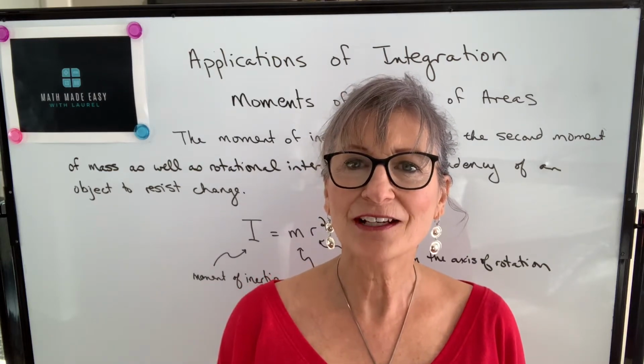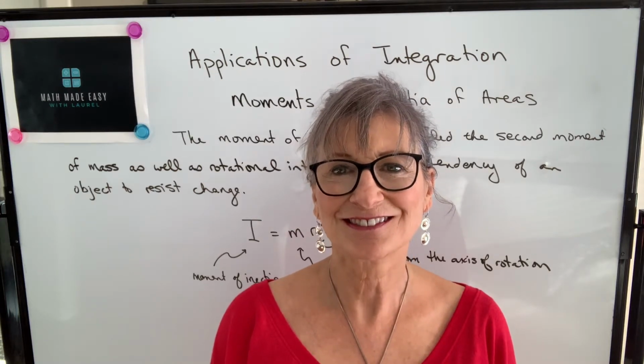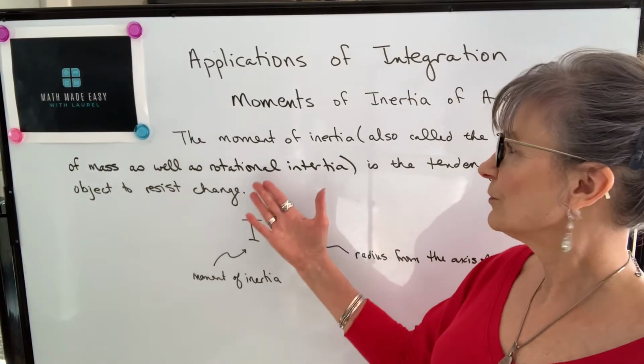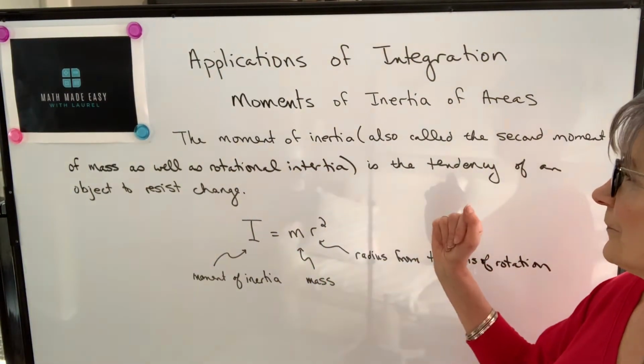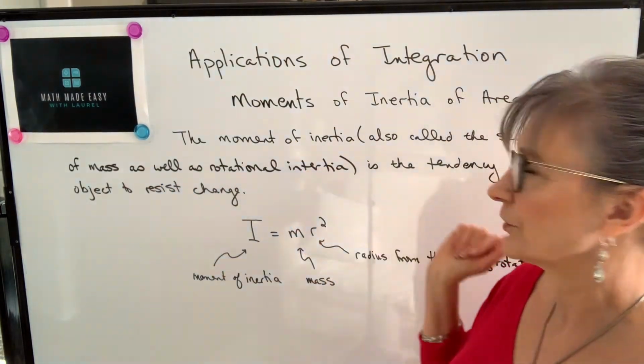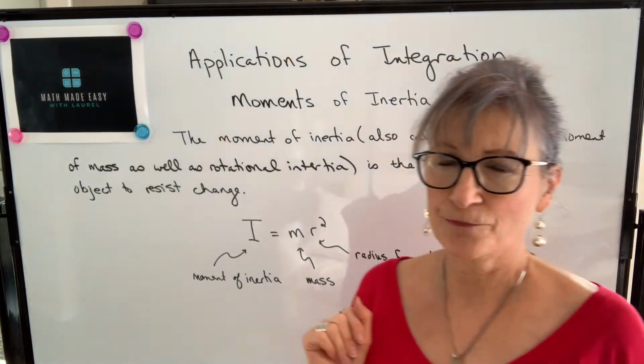I'm Laurel, and in this video we're going to talk about moments of inertia with areas. The definition for the moment of inertia, which is also called the second moment of mass, and also called the rotational inertia, is the tendency of an object to resist change.